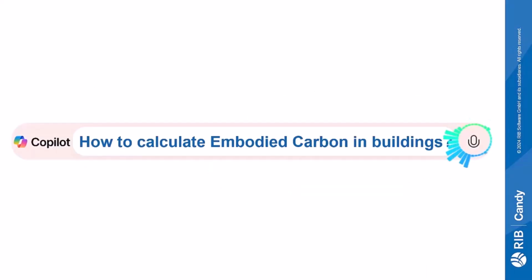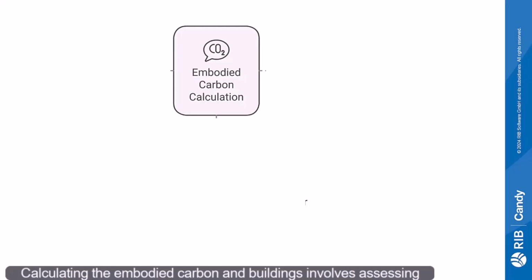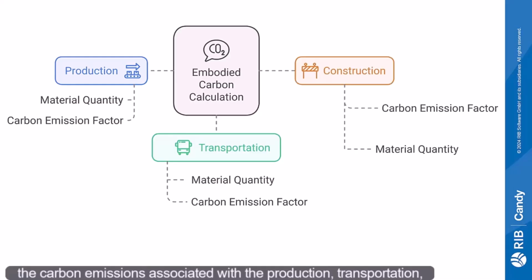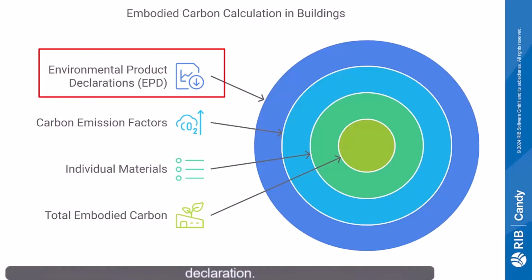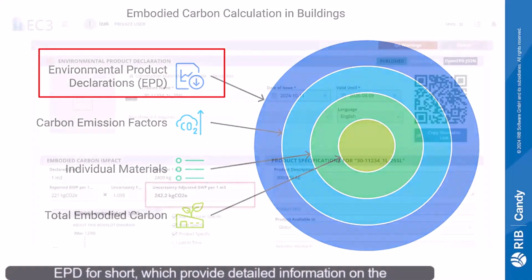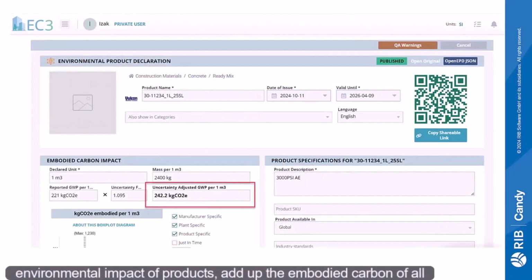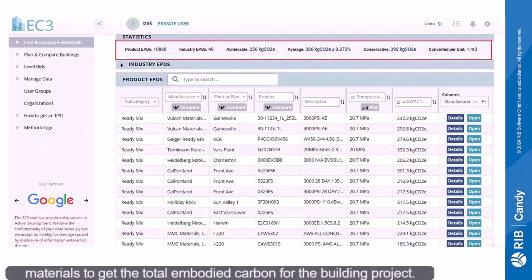How do we calculate embodied carbon in buildings? Calculating the embodied carbon in buildings involves assessing the carbon emissions associated with the production, transportation, and construction of building materials. To calculate the emissions, multiply the quantity of each material used in the construction project by its carbon emission factor to calculate the total embodied carbon for each material. The carbon emissions factor information associated with each material is often available in environmental product declarations, EPD for short, which provide detailed information on the environmental impact of products. Add up the embodied carbon of all materials to get the total embodied carbon for the building project.